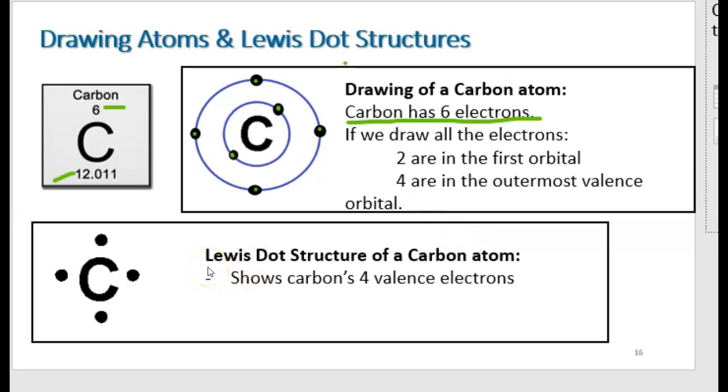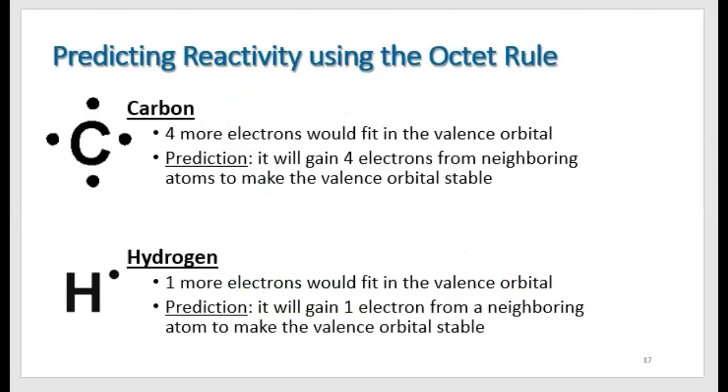A Lewis dot structure, in its most simplified form, only shows the valence electrons. So this is a Lewis dot structure for carbon. You just put the 4 valence electrons around the atomic symbol. Using this octet rule and these Lewis dot structures, we can predict the reactivity of an atom. For carbon, 4 more electrons would fit into that valence orbital. So I'm going to predict that it will gain 4 electrons from neighboring atoms to make that valence orbital stable. And I'll show you an example of how it does that.